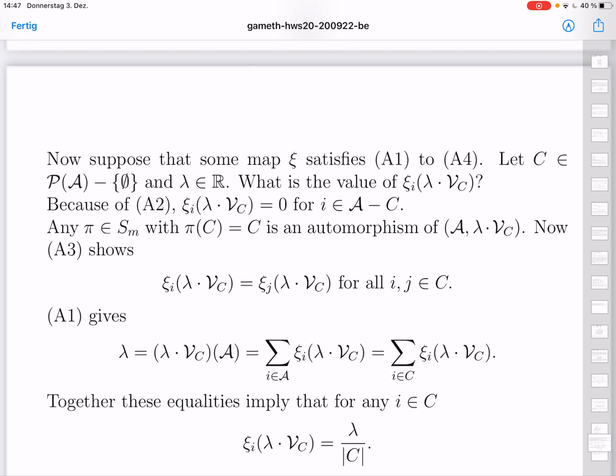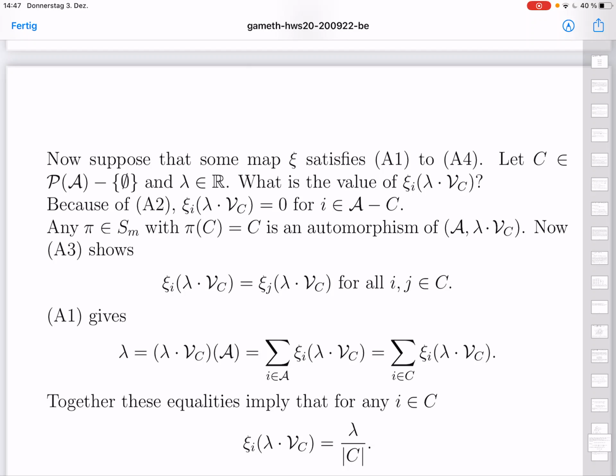So we want to test this now at the values of some special collision valuations. So let C be a non-empty subset of the player set A, and lambda be a real parameter. So what is the value of this map at the collision valuation lambda times Vc? We will calculate this, and from this we will get the answer that psi is equal to psi upper index B.